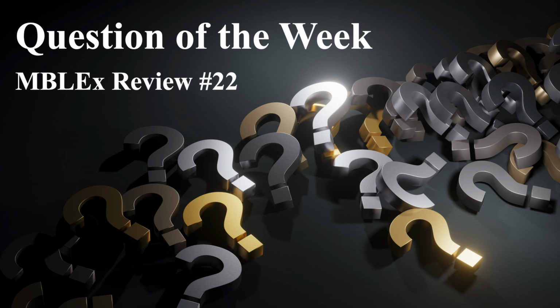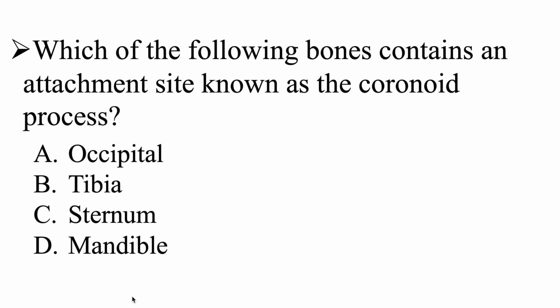All right, question of the week, MBLEx review number 22. Our question is, which of the following bones contains an attachment site known as the coronoid process? Is it going to be A, the occipital, B, the tibia, C, the sternum, or D, the mandible?